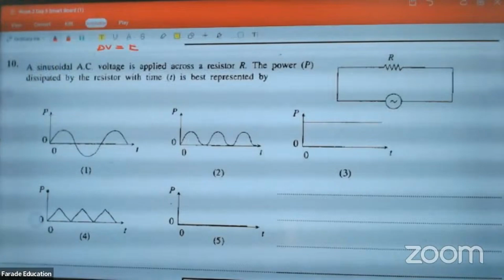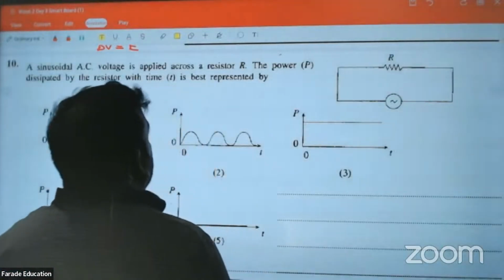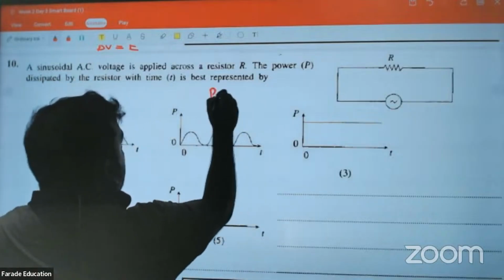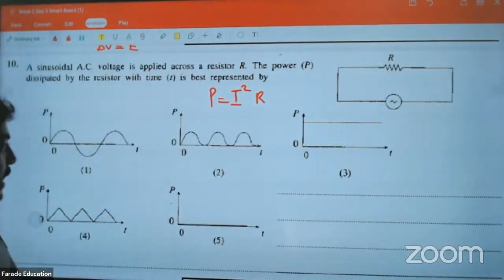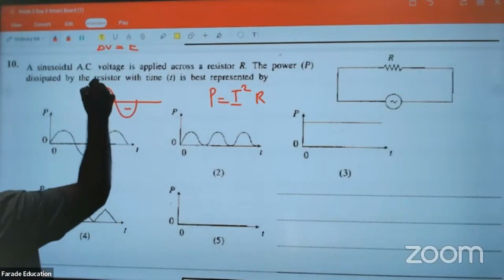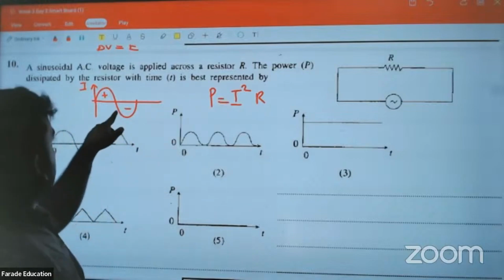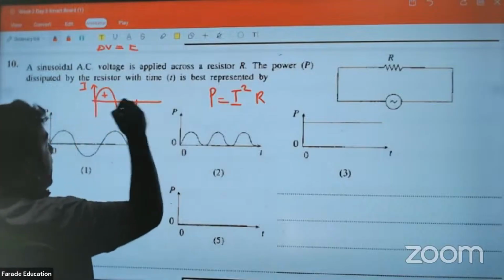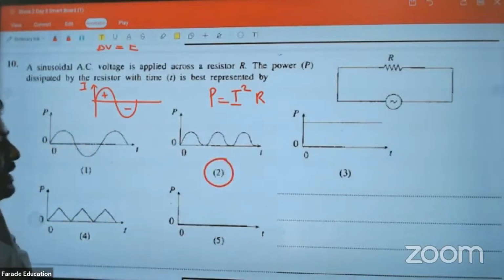Read the question. A sinusoidal voltage is applied across the resistor. The power dissipated by the resistor with time is best represented by, power is equal to I squared R. Now sinusoidal means what? There is a positive side as well as a negative side. Think and tell me. If a positive side comes, positive answer. If a negative side comes, negative squared, still positive answer. Since the current is going like a sine curve, power is also going like a sine curve, always positive. Correct answer is answer number 2.